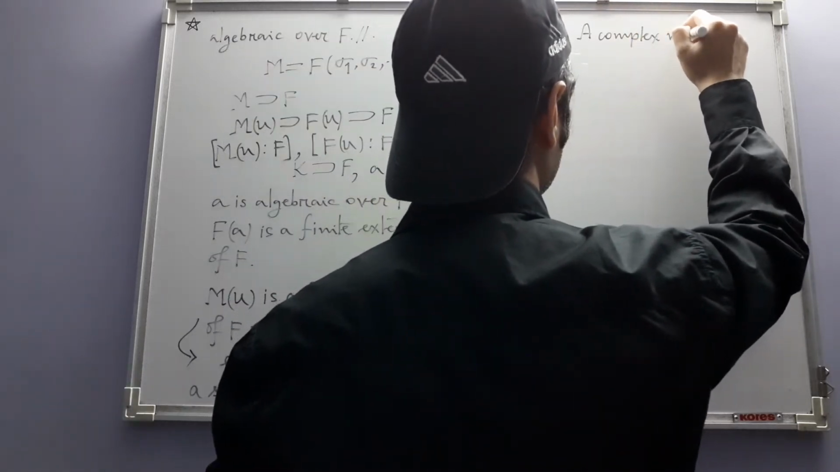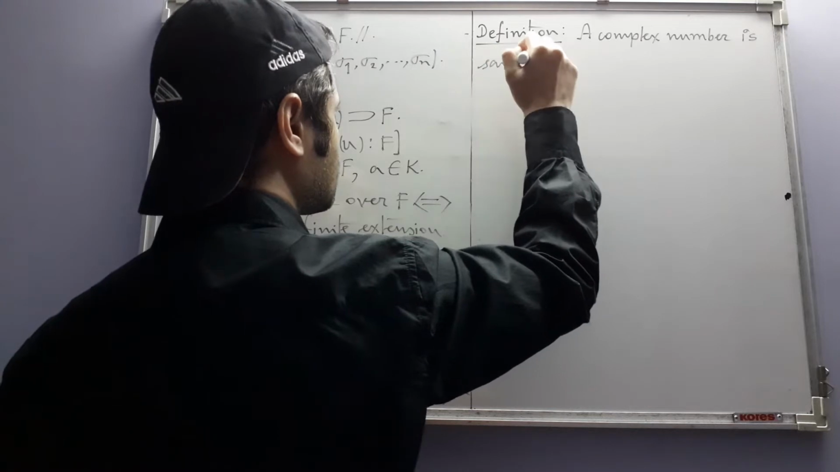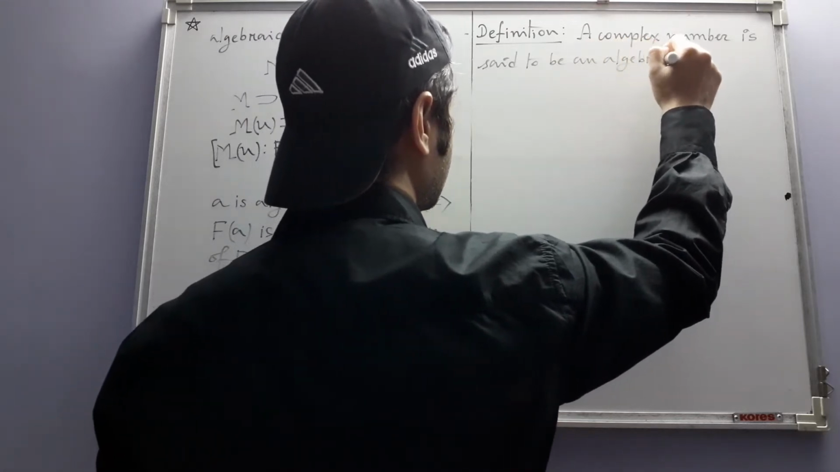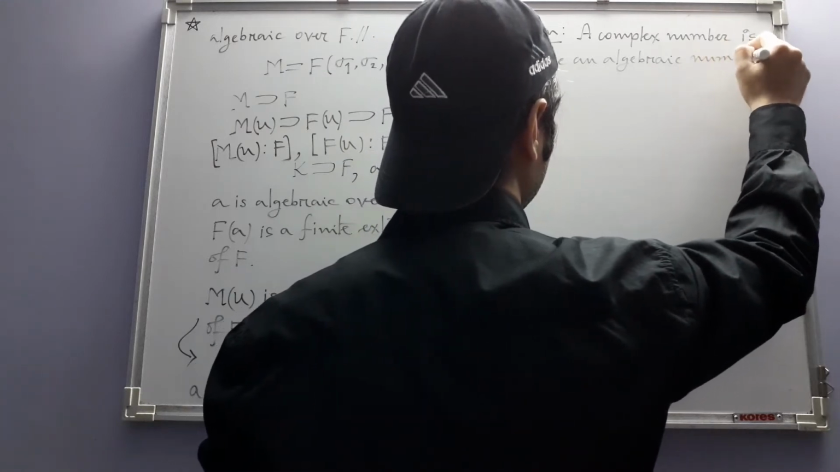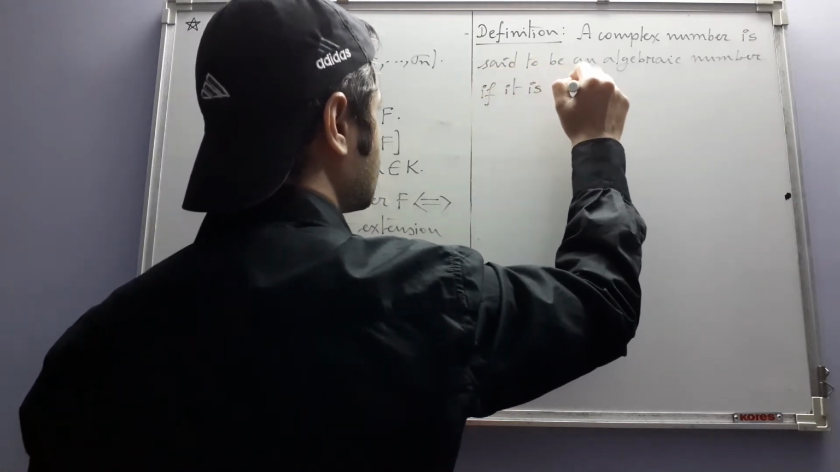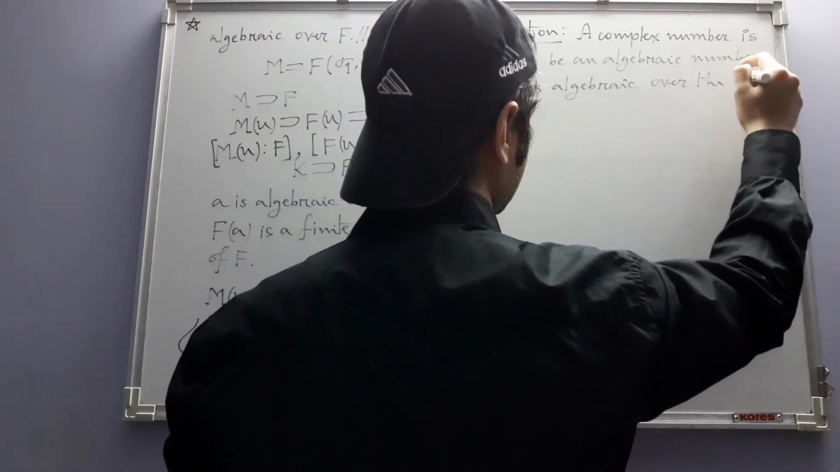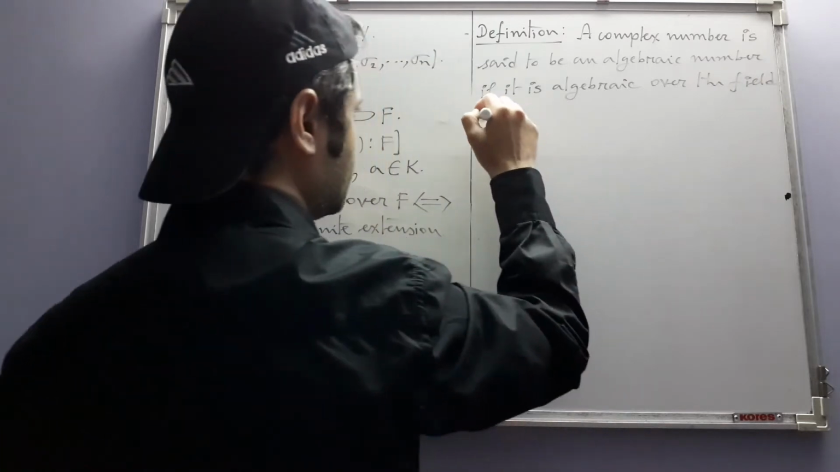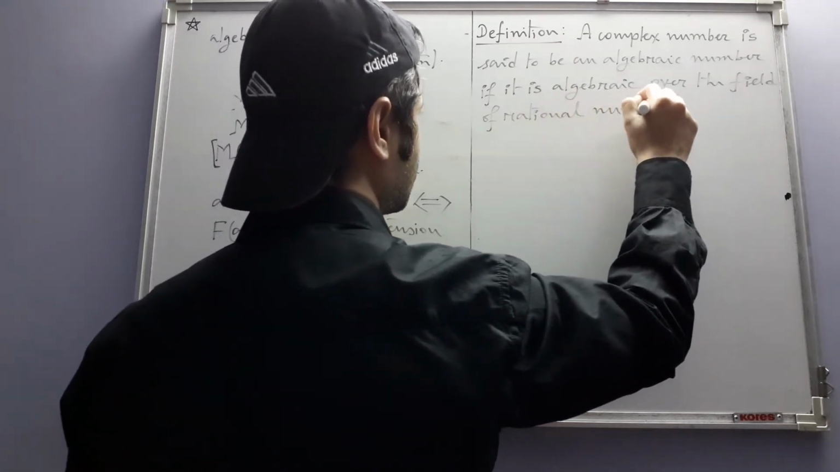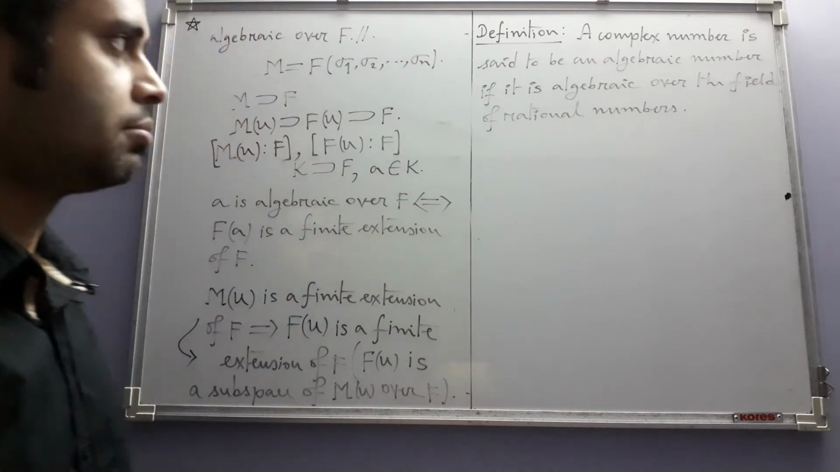A complex number is said to be an algebraic number if it is algebraic over the field of rational numbers. Since the field of rational numbers is a subfield of the field of complex numbers, this definition makes sense.